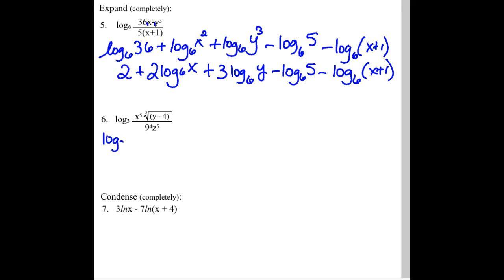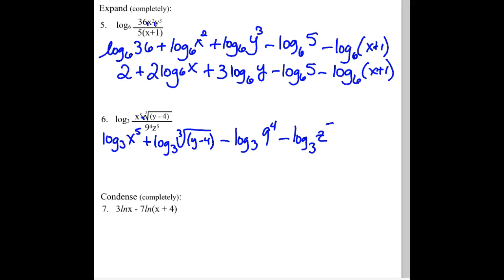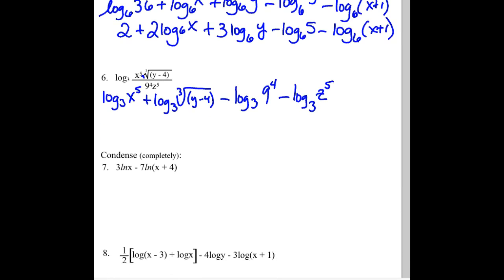We're going to have log base 3 of x to the 5th. We have multiplication here, so it's going to pull apart as addition. So log base 3 of the cube root of y minus 4. And then again, we're dividing by a couple pieces, so those get subtracted when we expand. So minus log base 3 of 9 to the 4th and minus log base 3 of z to the 5th. Again, both of those get subtracted because originally they were division.